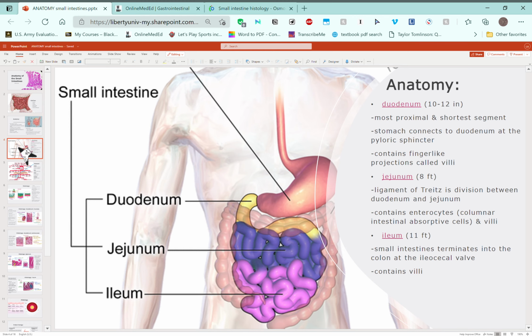The ileum is the final segment of the small intestines, and it's also the longest. It terminates into the colon at the ileocecal valve. It will also contain villi.